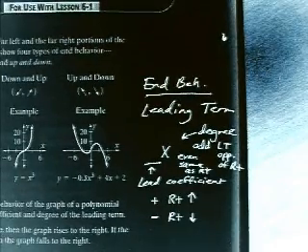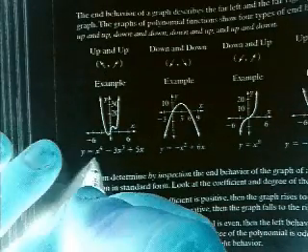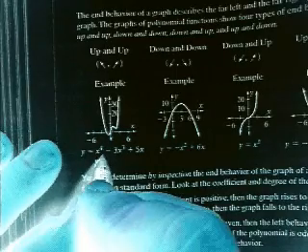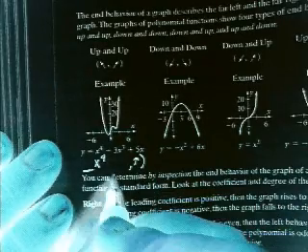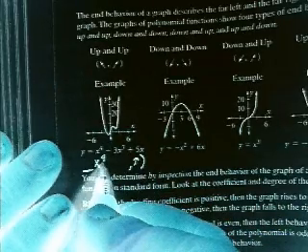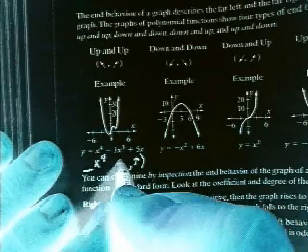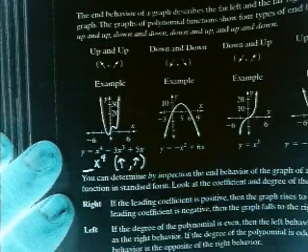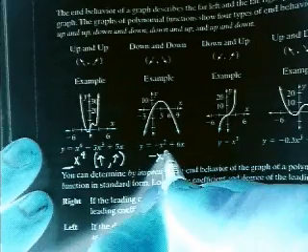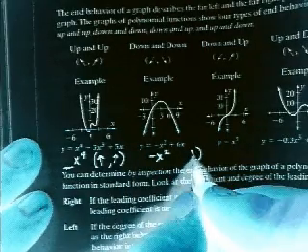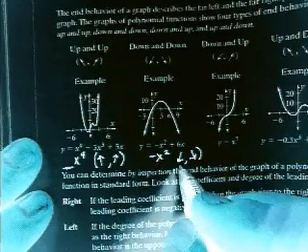So now we can take a look. If we use those rules, we can take a look at these examples. For instance, 1x to the fourth. So that's got a positive 1, right? I'll write that a little bit bigger here. 1x to the fourth. That means that the right end behavior is up. Because it is an even degree, the left end behavior will be the same as the right. When I look at this one, it's got a negative 1, right? Negative x squared. That means the right end behavior is down. And because it's an even degree, the left is the same.